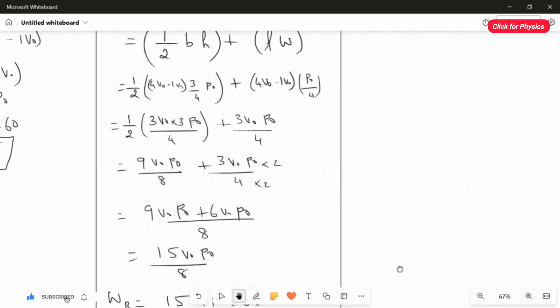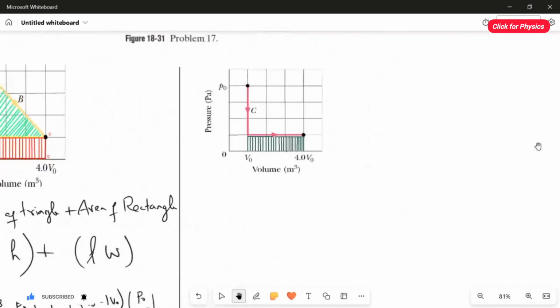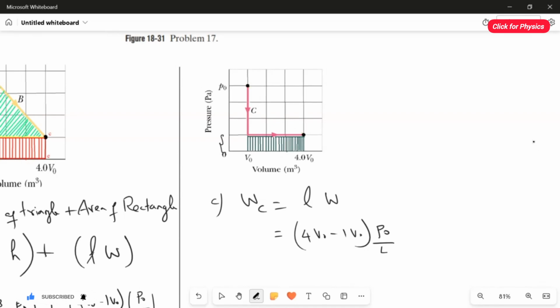Likewise, you have to do the same thing for the third part, the area under the curve of path C. So there is no area in this line because it's a perpendicular line, so no area. But under this horizontal line, you have some area. The area is nothing but the area of the rectangle. So the work done by path C is equal to the length multiplied by width, because it looks like a rectangle. What is your length here? Your length here is 4 V naught minus 1 V naught. Your width here is nothing but from here to here, which is quarter of P naught. So P naught over 4.